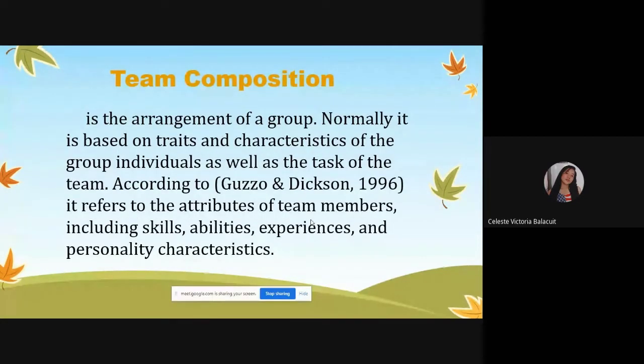Team composition is the arrangement of a group. Normally, it is based on the traits and characteristics of the group's individuals as well as the task of the team. According to Gozo and Dixon, 1996, it refers to attributes of team members including skills, abilities, experience, and personality characteristics. It is really required that there is a complement of knowledge and skills in each member.